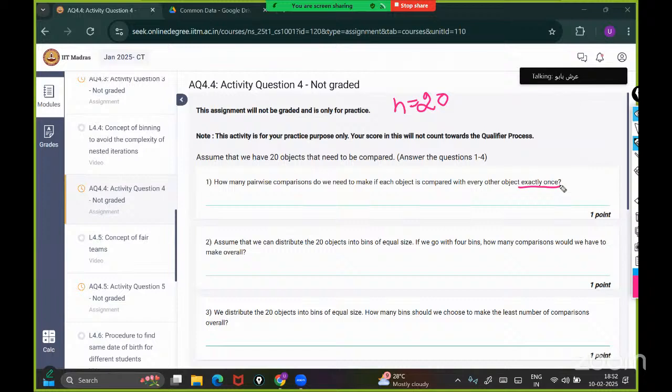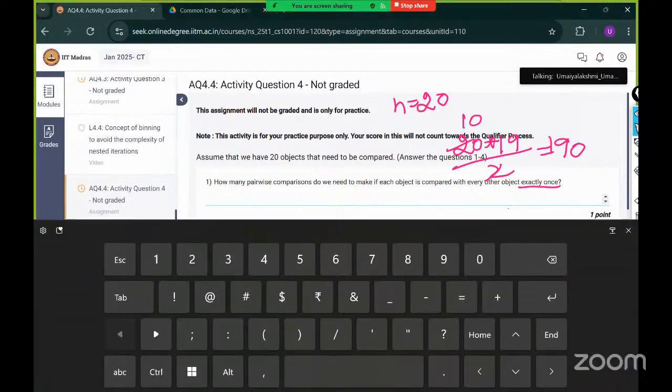Here n is 20. So 20 into n minus 1, which means 19, divided by 2. What is the value? 380 upon 2, yes, 190. So here the answer has to be 190.